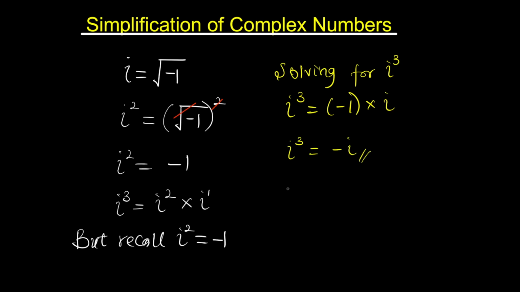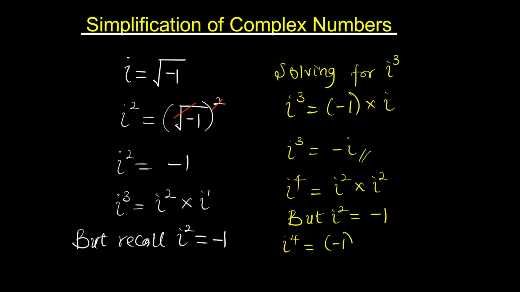Let's try this. How can we simplify i to the power of 4? By expressing it in its lowest form, we are going to have that i to the power of 4 will be equal to i squared times i squared. But i squared is equal to negative 1. This entails that i to the power of 4 will be equal to minus 1 times minus 1. Minus 1 times minus 1 is equal to 1. So therefore, i to the power of 4 is equal to 1.